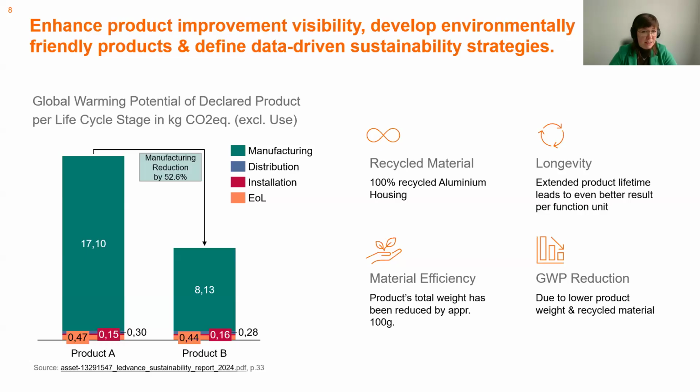And the third part is material efficiency. So we also were able to reduce the product's total weight by approximately 100 gram in that case, which helps us at the end to reduce the overall global warming potential, not just in the manufacturing, but overall. But here, just displayed on the slide, is that we were able to reduce the manufacturing by over 50% by using mainly recycled material.